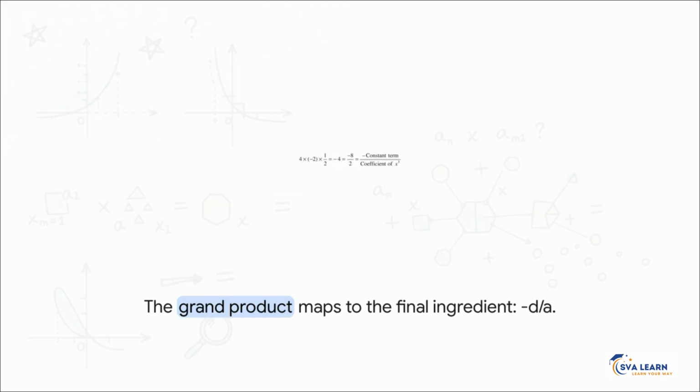And finally, the grand product. If you multiply all 3 zeros together, alpha times beta times gamma, it maps strictly to the final ingredient in our cubic recipe, -d over a.